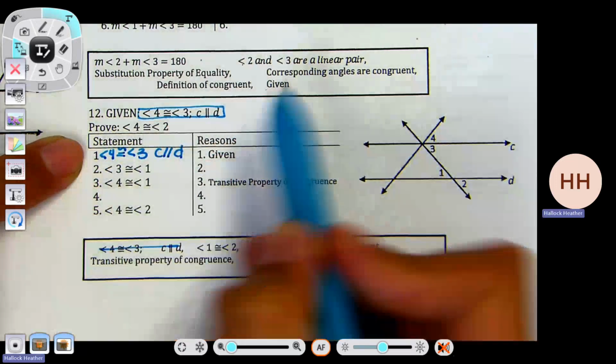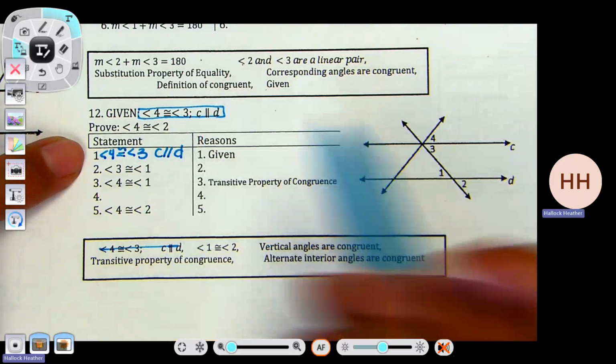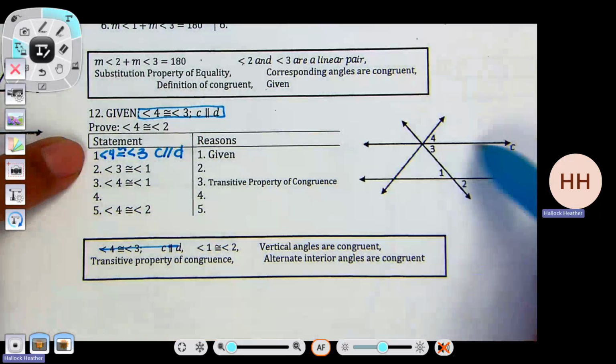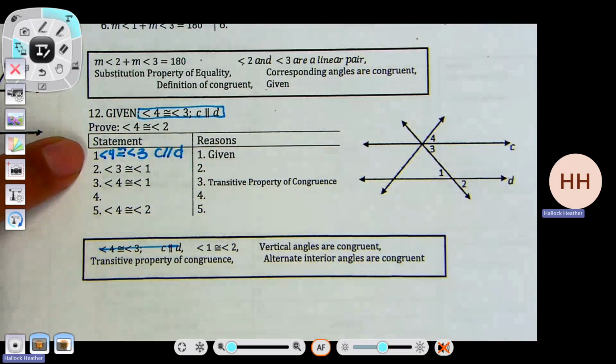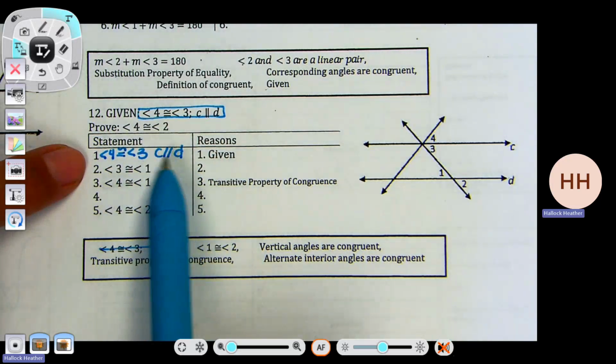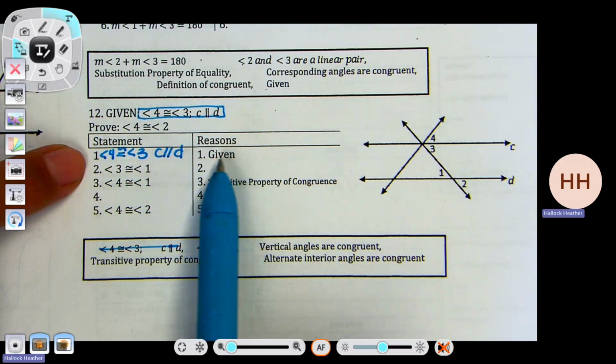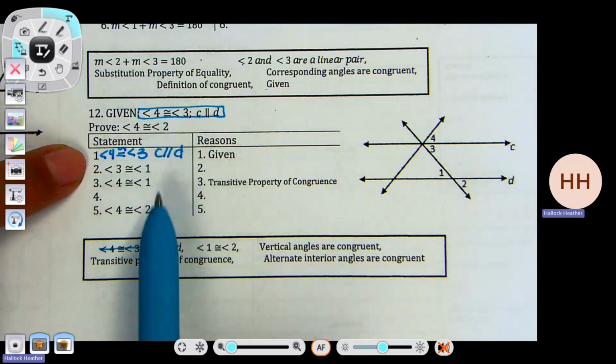Does anybody remember what these 2 little lines mean? They're parallel. So it's saying C and D, those 2 lines are parallel. And that's why it's like parallel lines cut by a transversal, because they were telling me they're parallel. So I know 4 and 3 are congruent. I know C is parallel to D because that's what's given. There's nothing else I could fill in. I can't fill in my prove right here. So that's all I got.